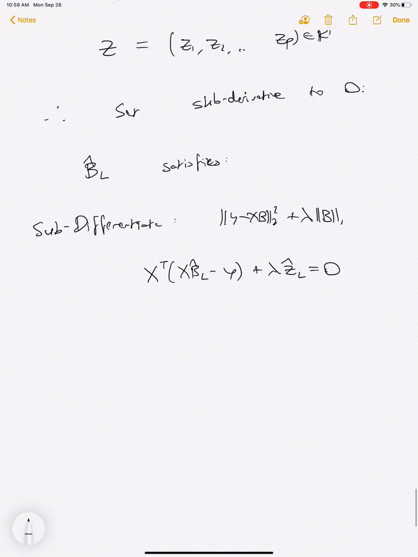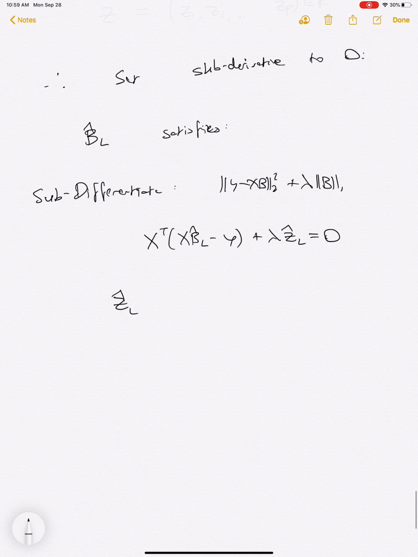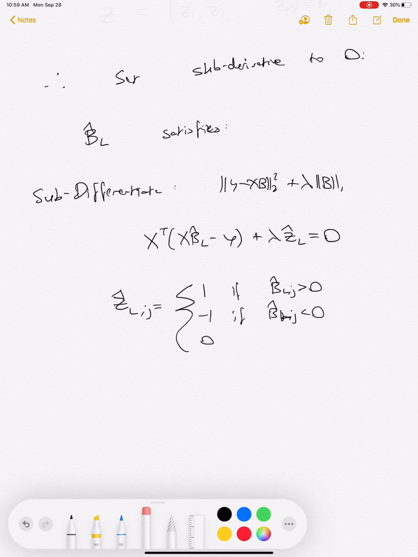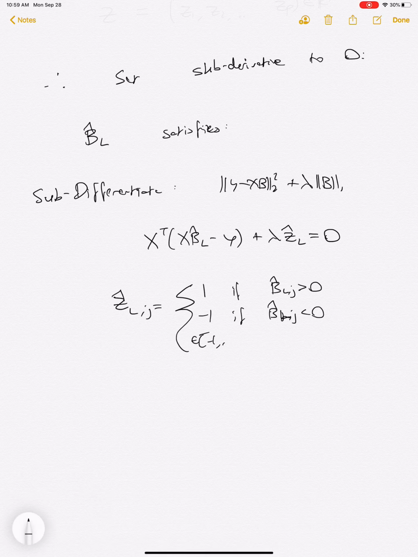Okay, and so remember that we have this notion that we need to keep in mind that z hat L is equal to 1 if b hat L j is greater than 0. It's negative 1 if b hat L j is less than 0, and it could be any number between negative 1 and 1 if b hat L j equals 0. Okay, so that's what we have, and we know that any solution satisfies that.